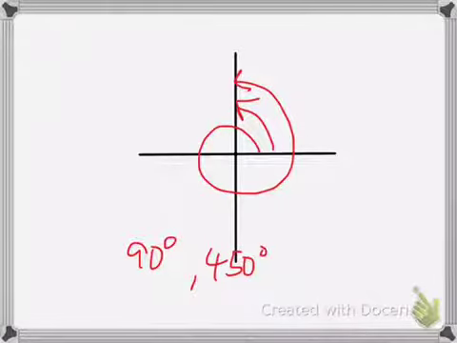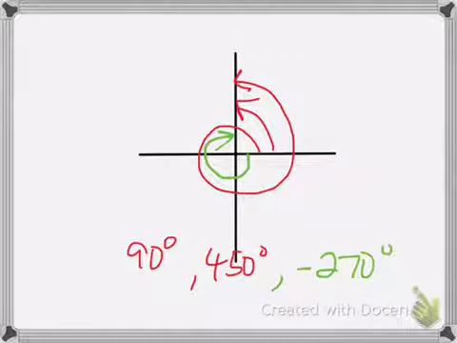What about if I started here and went all the way back around this way to right there? What would that be? Negative 270 degrees, right? So those are three coterminal angles. Those angles are all coterminal. 450 degrees and negative 270 are coterminal angles with 90 degrees.